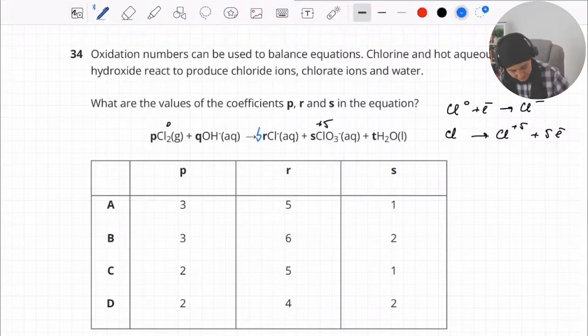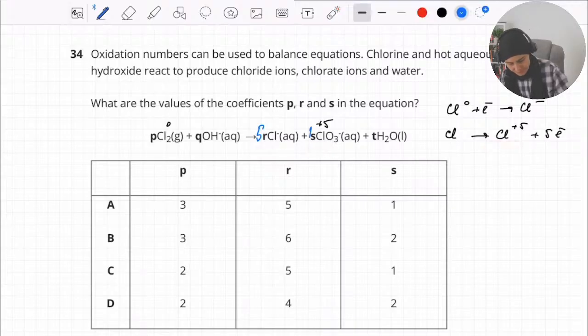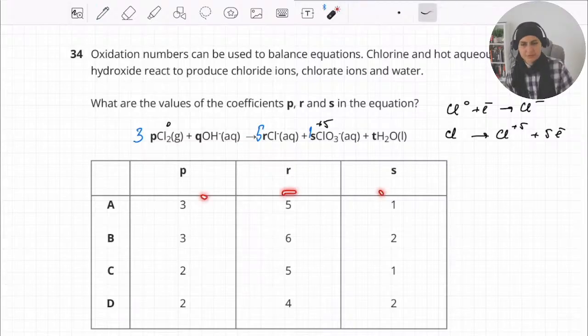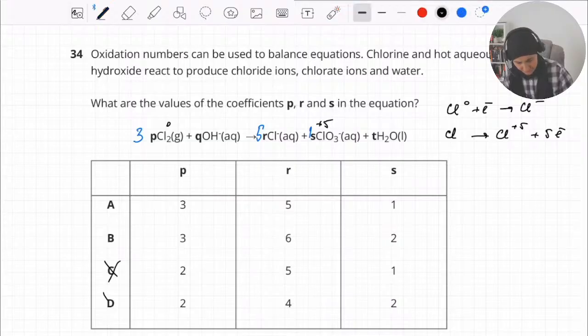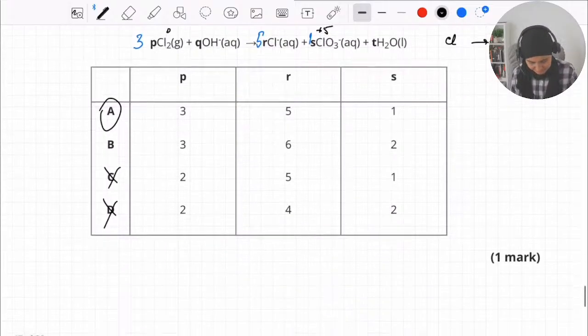So if I put a 5 here, then I would have 1 here, because I have 1 in front of Cl plus 5. And then in total I have 6 chlorines, so I would put a 3 here. And the rest, do I need the T? Let's see, maybe that's enough. T is not even there, so I don't care about the T. So P is 3, R is 5, so A then. S is 1. And T, I don't need it. I don't have to balance it.